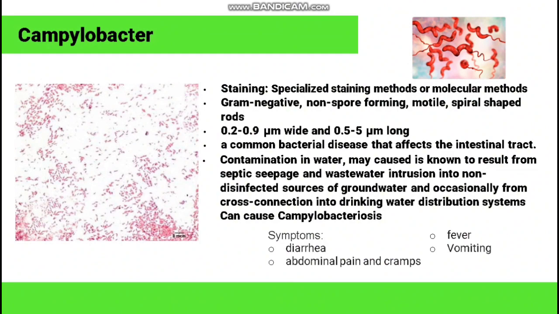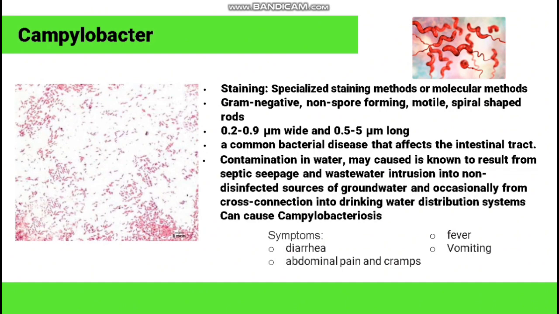Campylobacter are often difficult to stain using conventional staining methods, so molecular methods may be used for detection. Under the microscope, Campylobacter appears as gram-negative, non-sporeforming. They form motile, spiral-shaped rods that are 0.2 to 0.9 micrometer wide and 0.5 to 5 micrometer long, and it moves by a corkscrew-like motion.